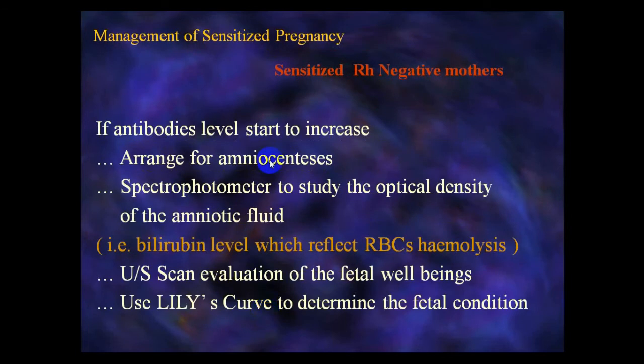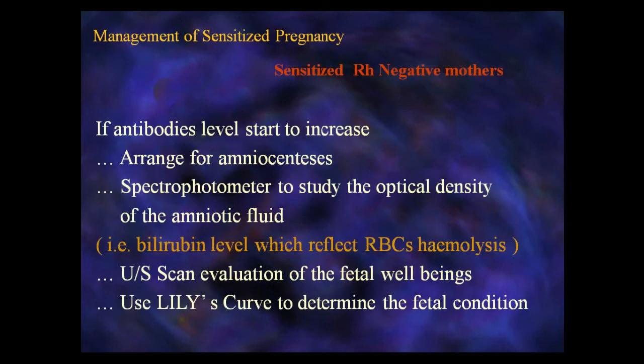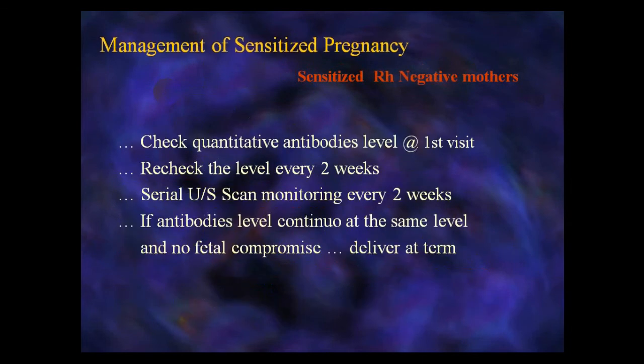About the sensitized Rh negative mother: check the quantitative antibody level at the first visit. Recheck the level every 2 weeks. Serial ultrasound monitoring every 2 weeks. If the antibody level continues at the same level and there is no fetal compromise, delivery at term.